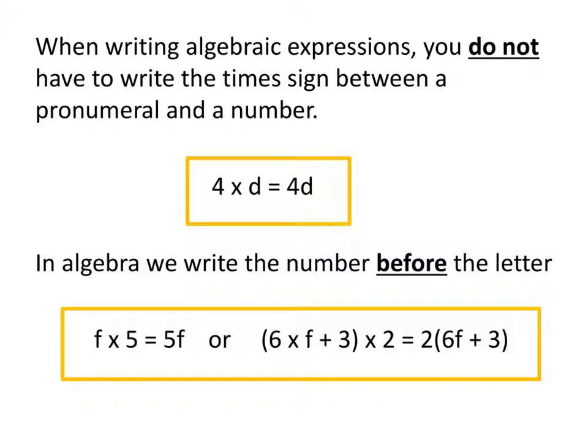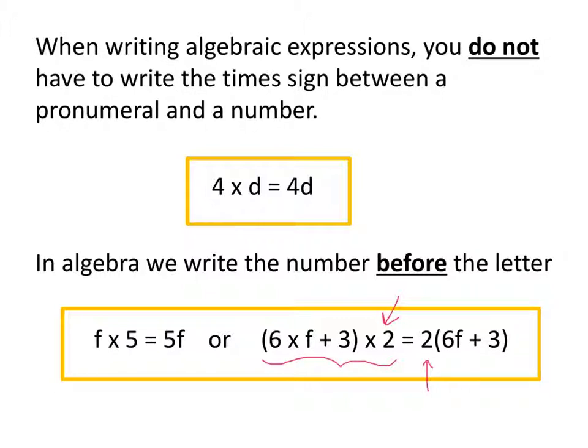Or, with this example down here, we have 6 times F plus 3, and all of that in brackets multiplied by 2 would be simplified to what it looks like over here. Remembering importantly that this number, even though it's out the back of the equation, when we write it in algebra, it must go out the front of the brackets.